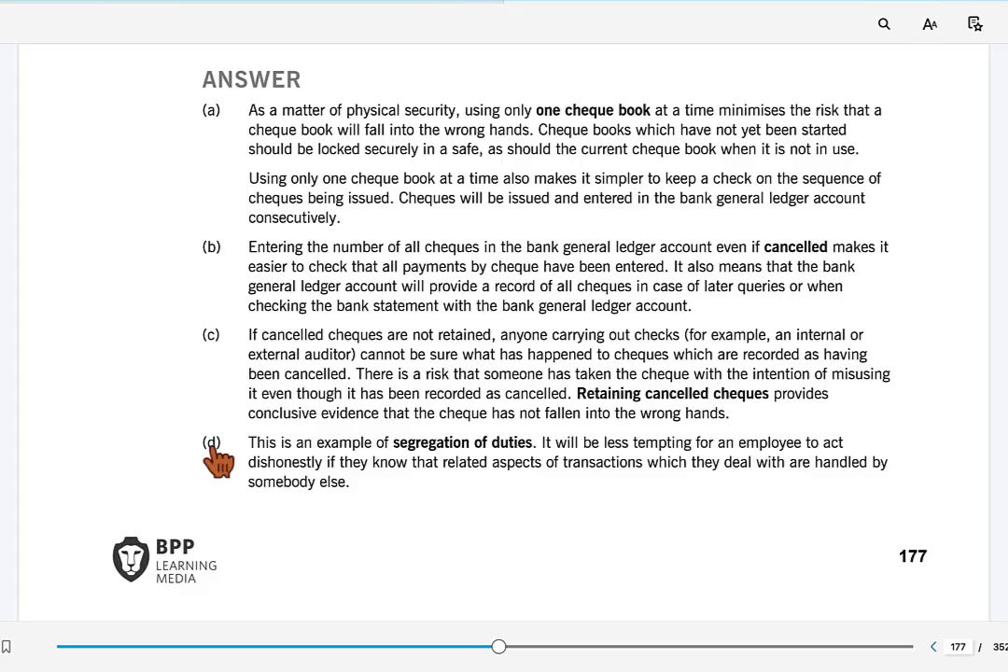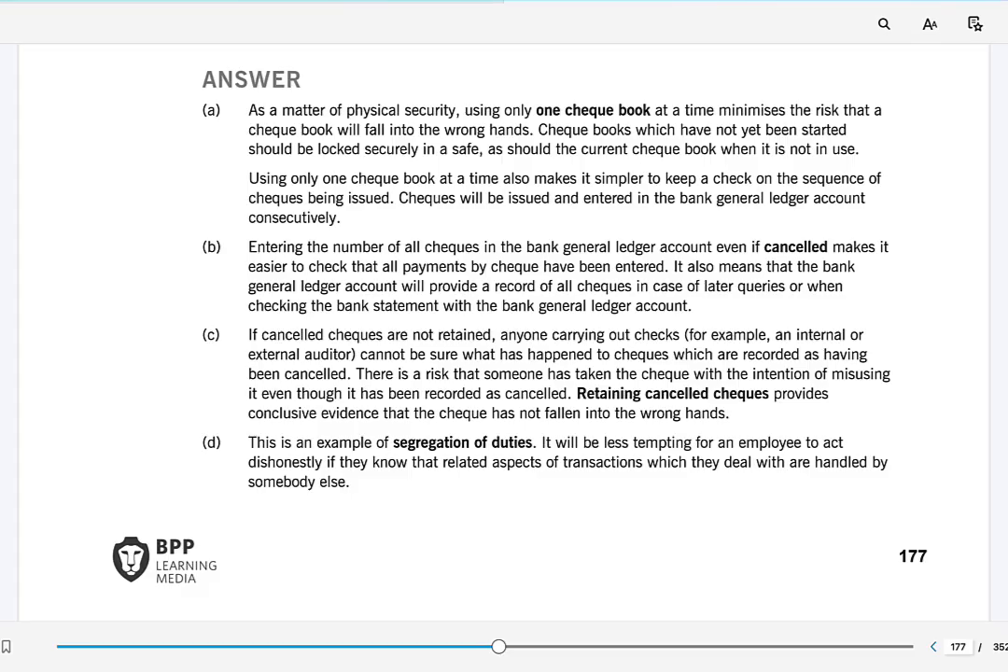Procedure D. The tasks of writing checks and writing up the bank general ledger account are to be carried out by different people. This means one person writes the check. Another person records the payment in the accounting system. The same employee must not do both jobs. This is one of the strongest controls in accounting. This control is called separation of duties. It is a very important concept.